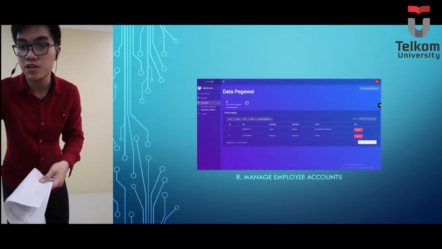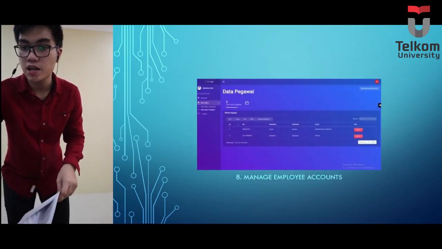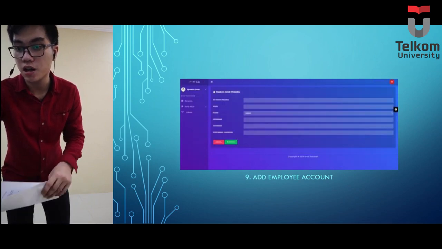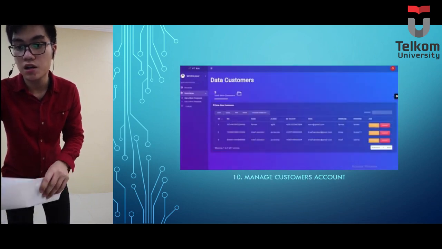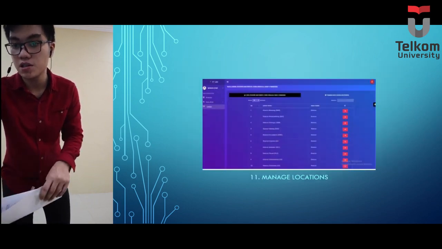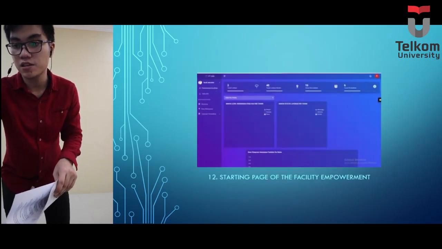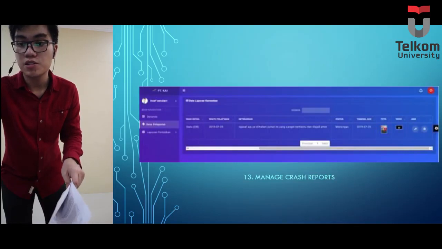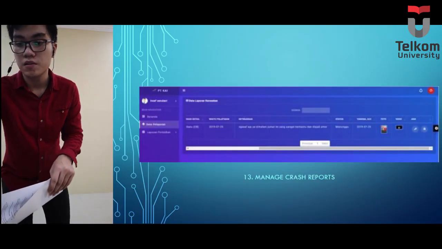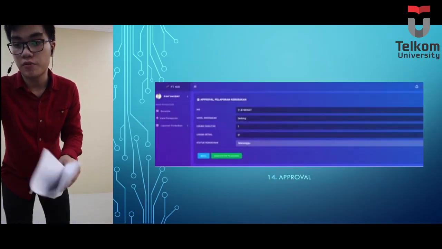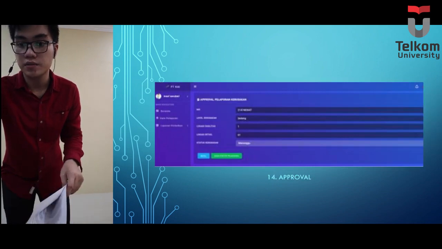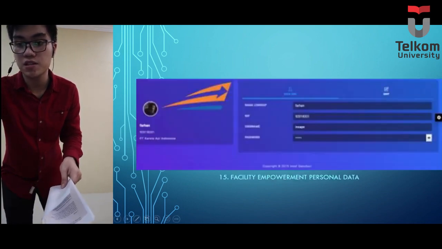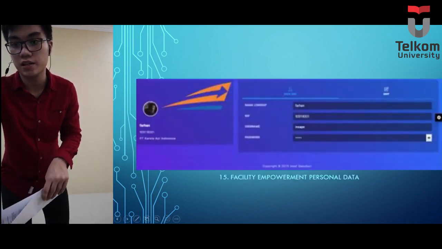Next, manage employee accounts. Next, add employee account, manage customer accounts, manage locations, and the starting page of the facility empowerment. And next, manage damage reports. Next, approval. And number 15, facilities empowerment personal data.